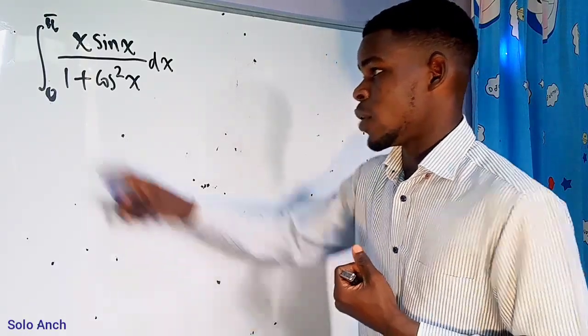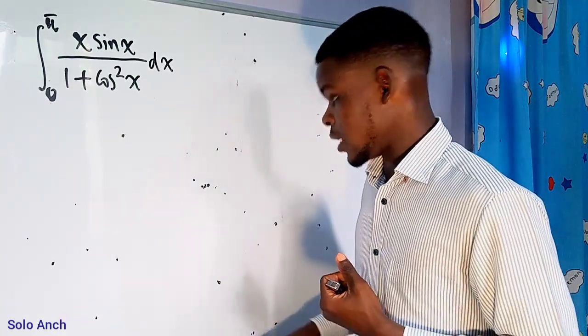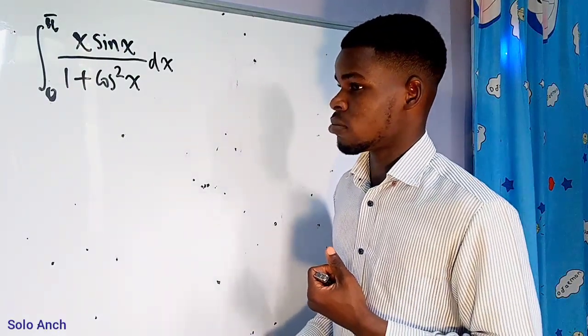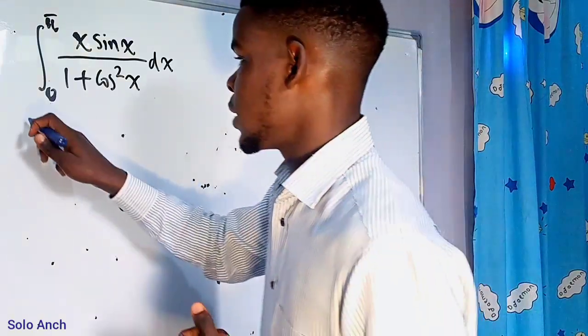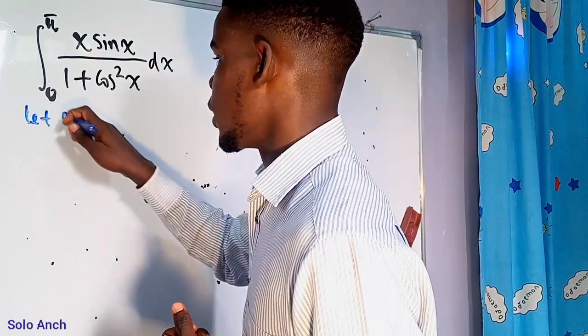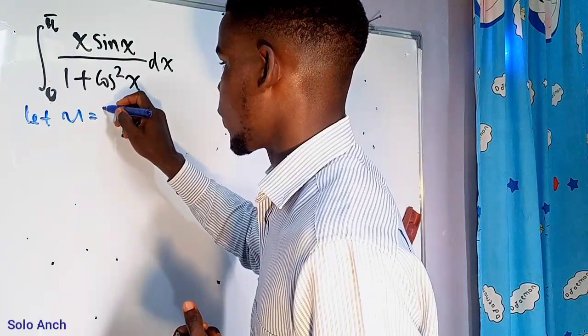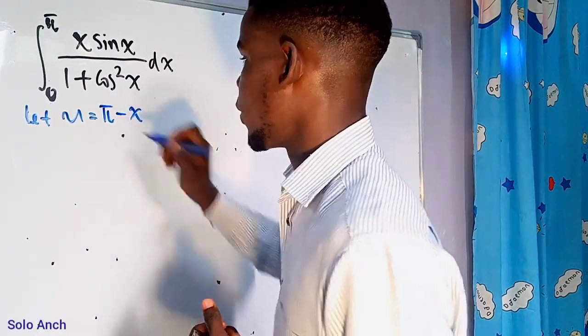So as you guess, we are going to add these two bounds together, and then we are going to subtract x from that, right? So we say let u be this plus that, which will give us pi minus x, right?